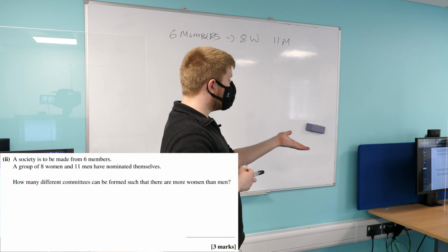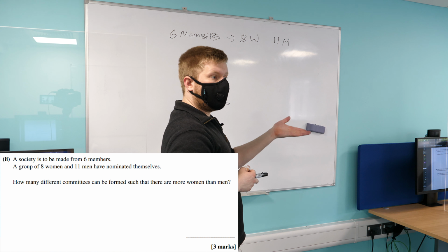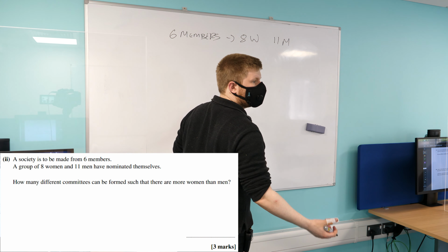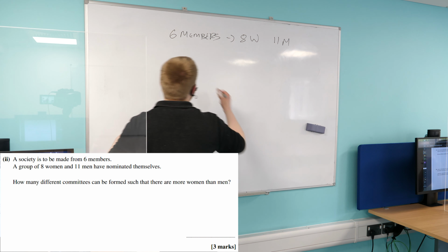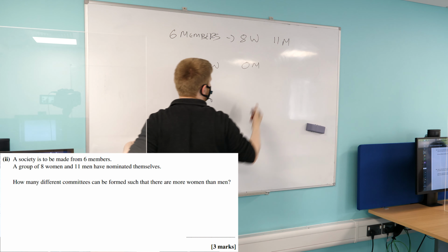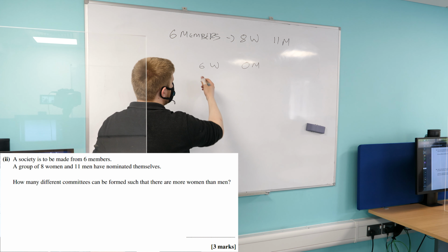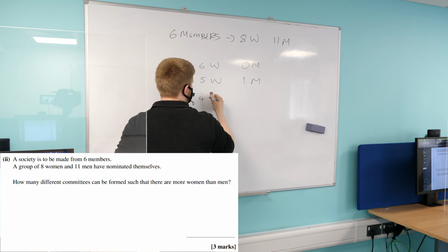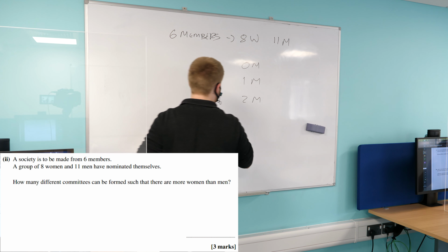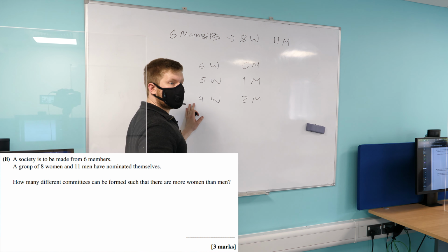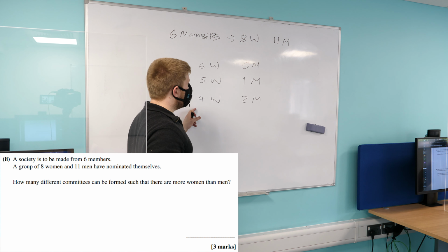Perfect. So let's just list all the different combinations that we can have such that we have more women than men. I wouldn't start there, I'd start in a more logical place. All women, so 6 women and 0 men. What else can we have? 5 women, 1 man. 4 women, 2 men. And that's it, because 3 and 3 would be the same, which is not what we want. So there's 3 different outcomes that we can list.